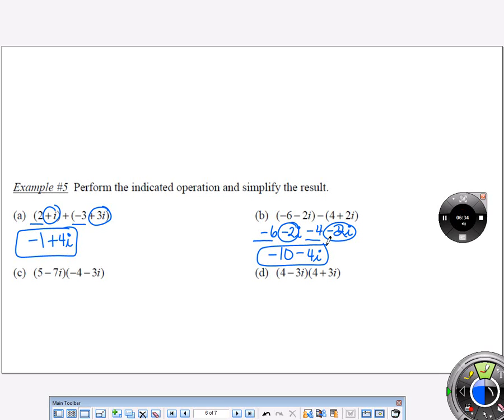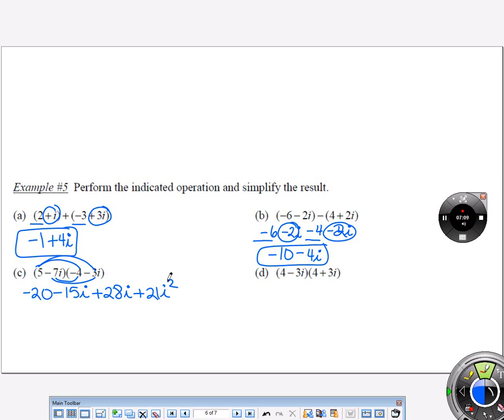All right, and when multiplying, which some of the classes saw yesterday, we're going to do the same process we did before, whether you think of it as FOIL or the distributive property. We are going to distribute each term from one binomial into the other. So 5 times -4, -20. 5 times -3i is -15i. -7 times -4 is 28i. And -7 times -3i is positive 21i squared.